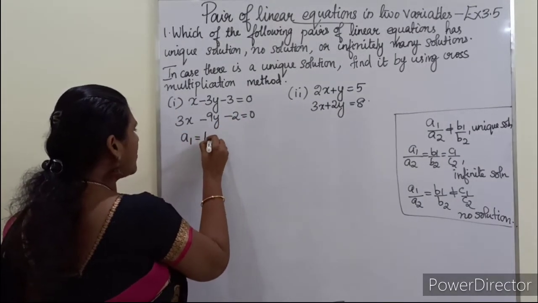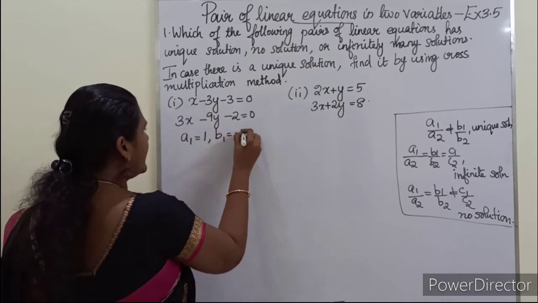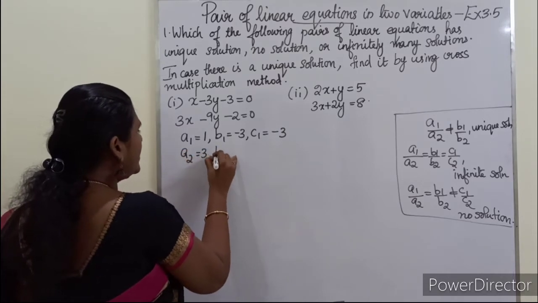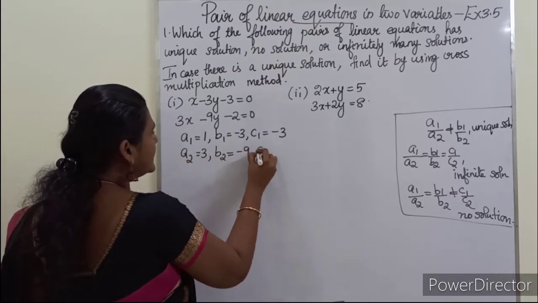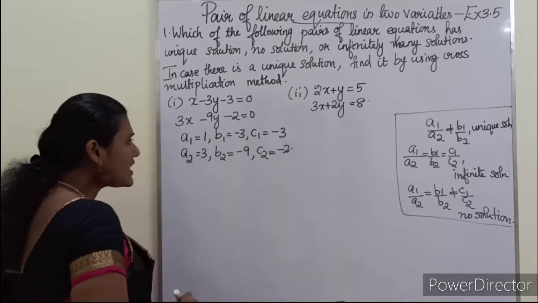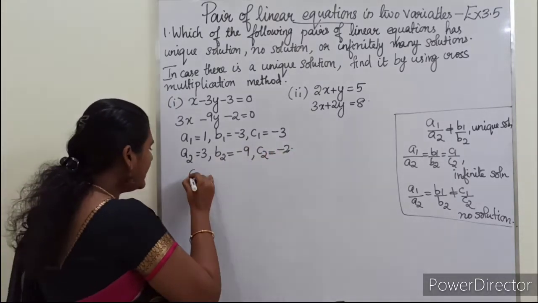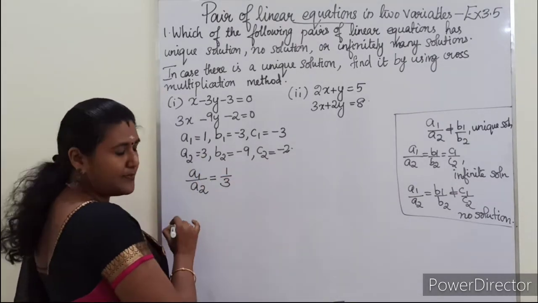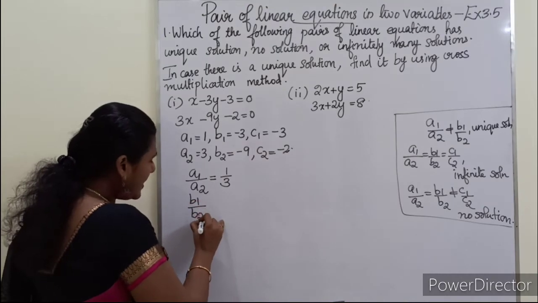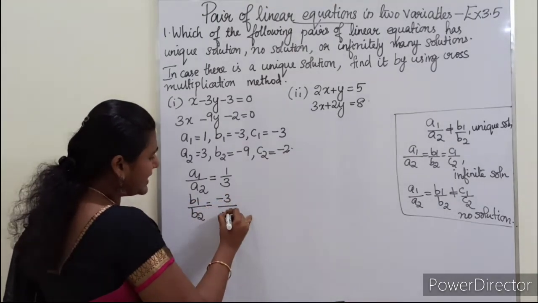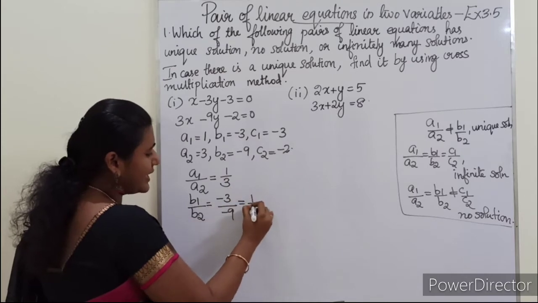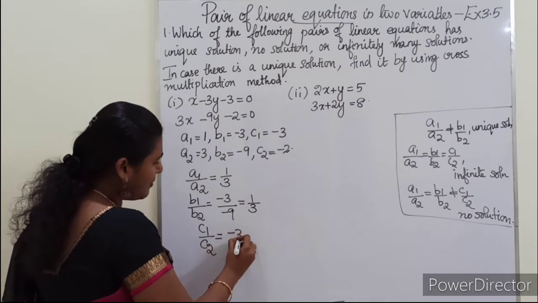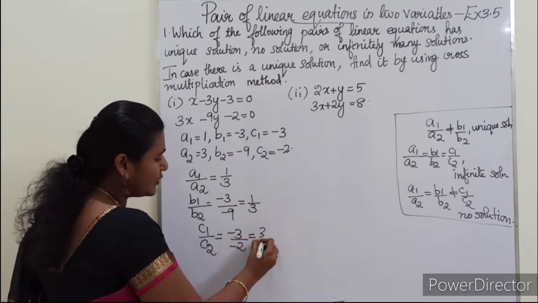We will write a1 is equal to 1, b1 is equal to minus 3, c1 is equal to minus 3. a2 is equal to 3, b2 is equal to minus 9 and c2 is equal to minus 2. Here we will verify this relation. a1 by a2 is 1 by 3. b1 by b2 is minus 3 by minus 9. When you simplify, you will get 1 by 3. I will check c1 by c2 also. c1 by c2 is equal to minus 3 by minus 2, which is equal to 3 by 2.